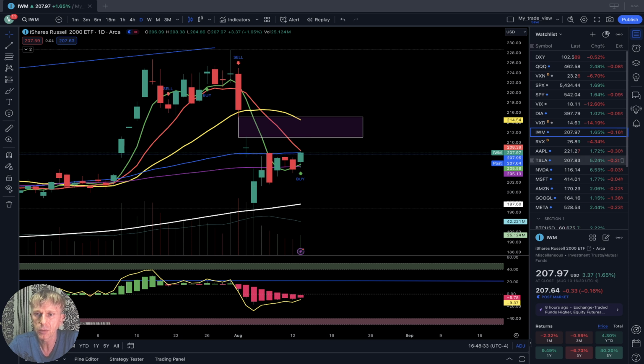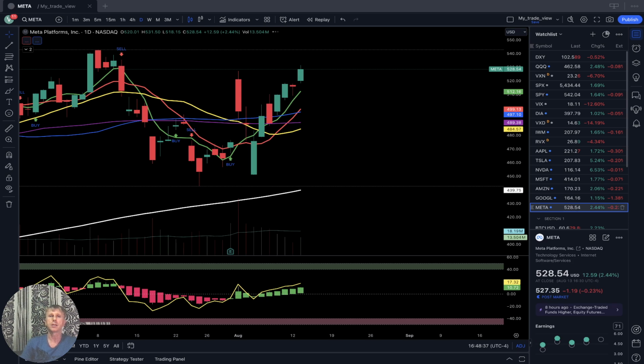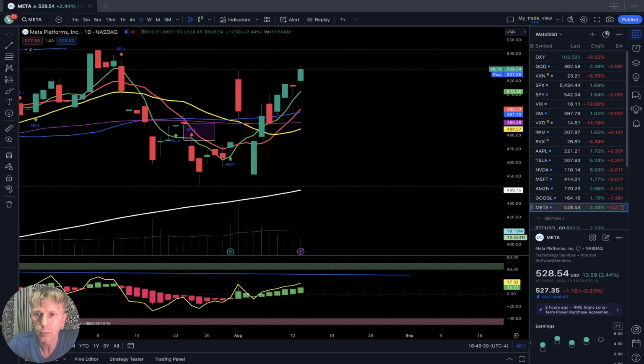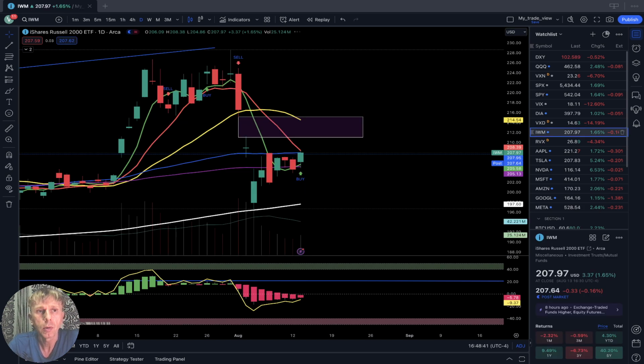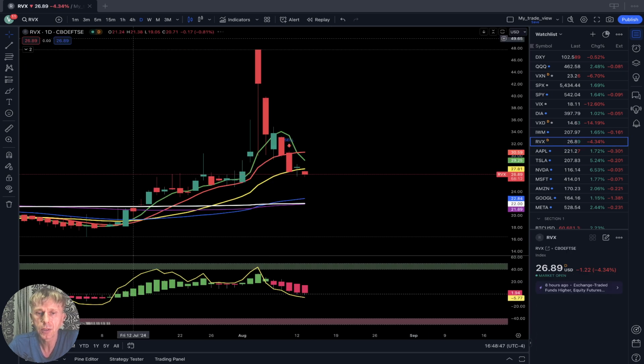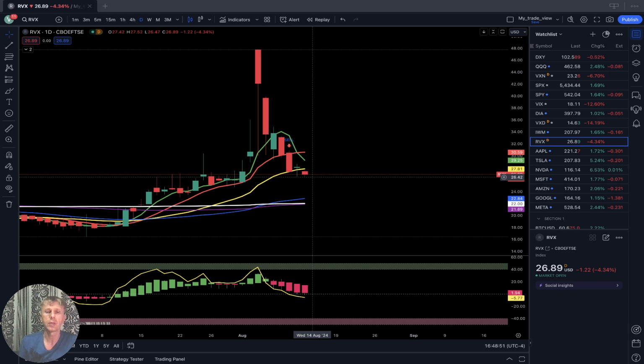Mega 7 is because of Tesla and Nvidia, that's why S&P 500 and QQQ are so powerful. Small caps are not so powerful, still a bearish trend. RVX volatility index, bearish. Last bar below SMA 20, it is a bearish reversal trend.